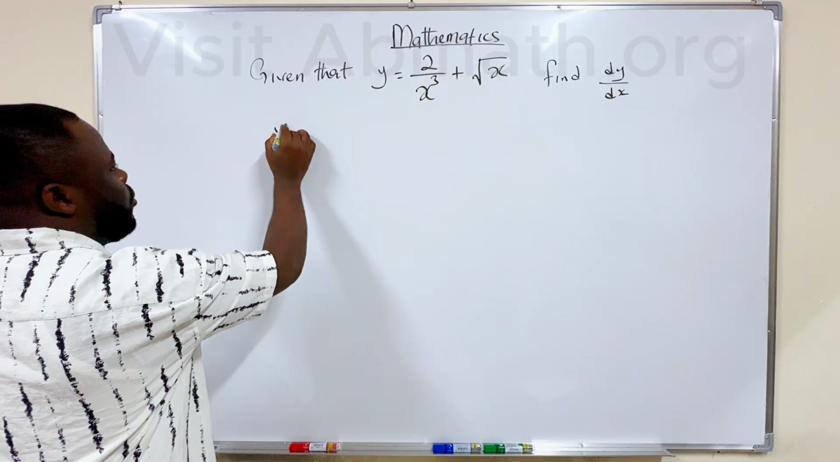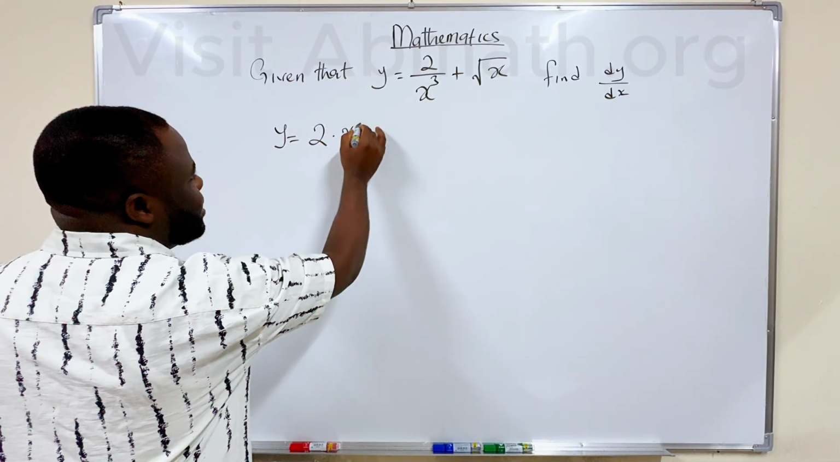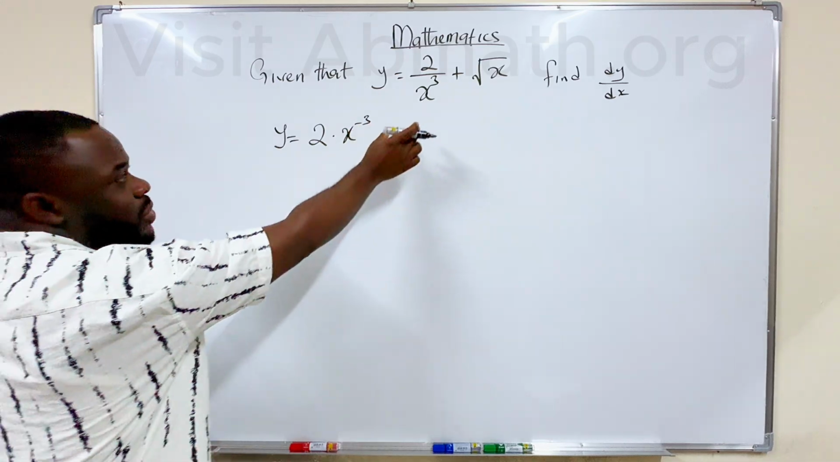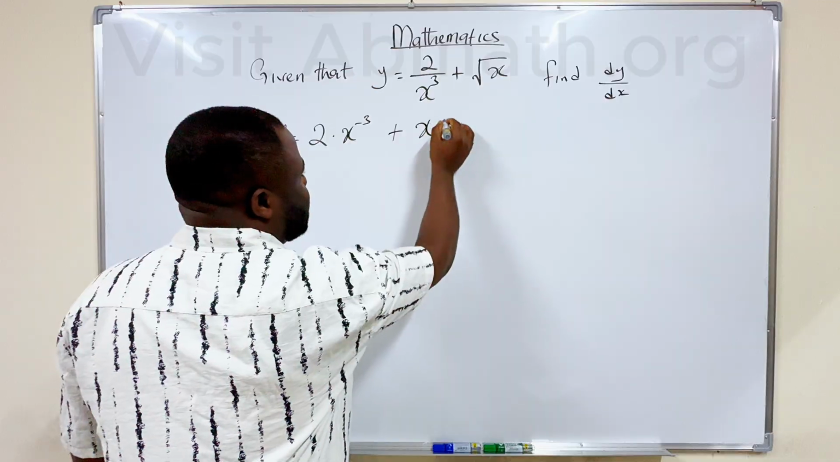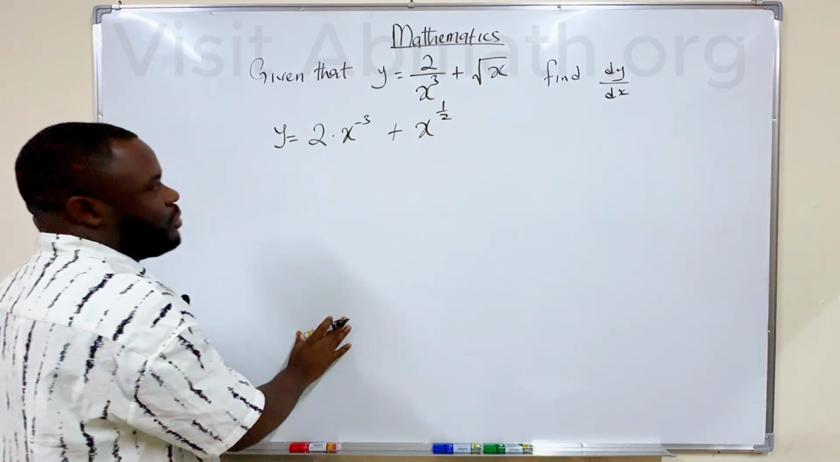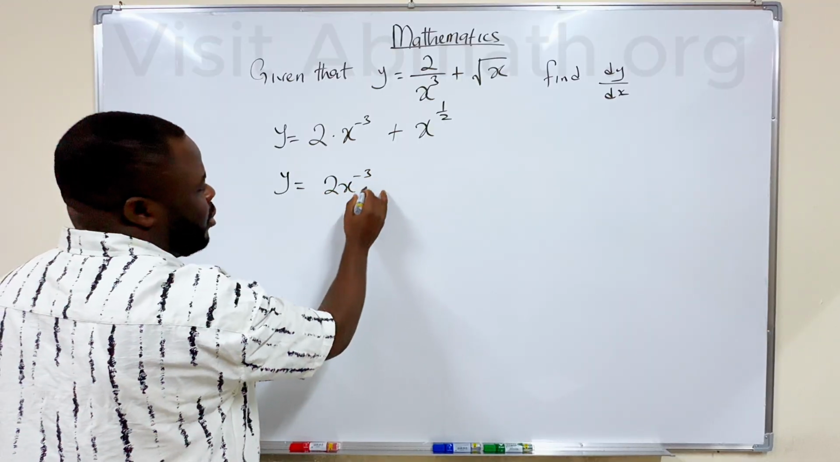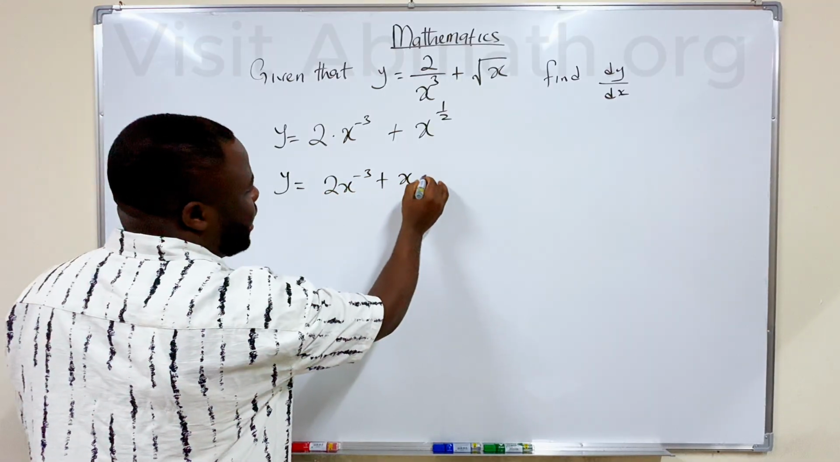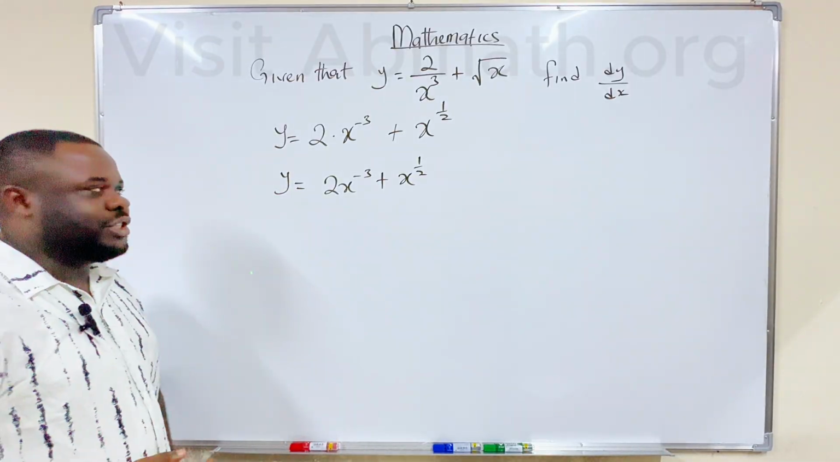So I now say y equals 2 multiplied by x power negative 3. That is what this simply means. Then plus x raised to power 1 over 2. Okay? So I now have y equals 2x power negative 3 plus x to the 1 over 2. So now I can differentiate.